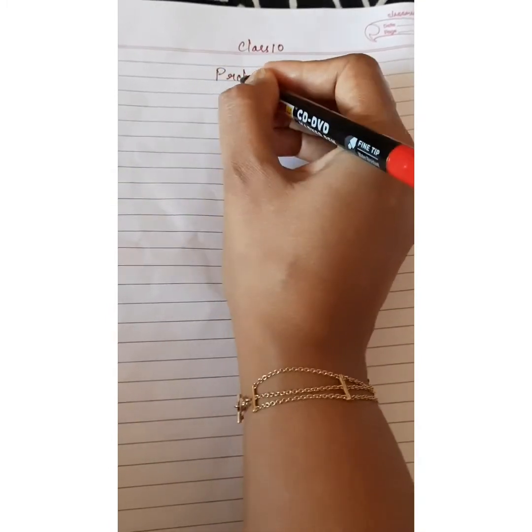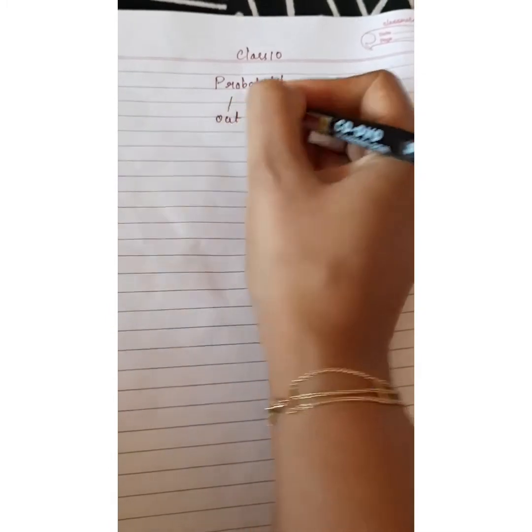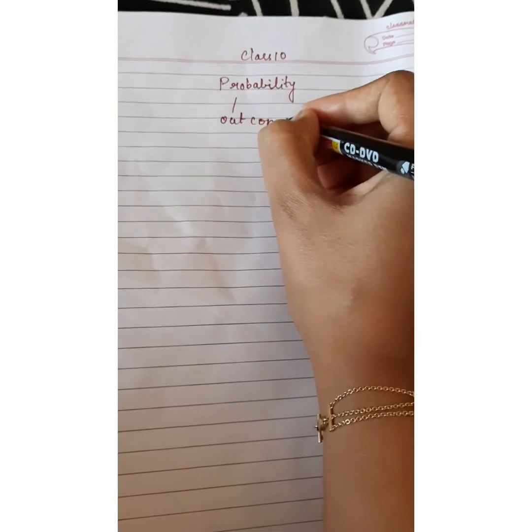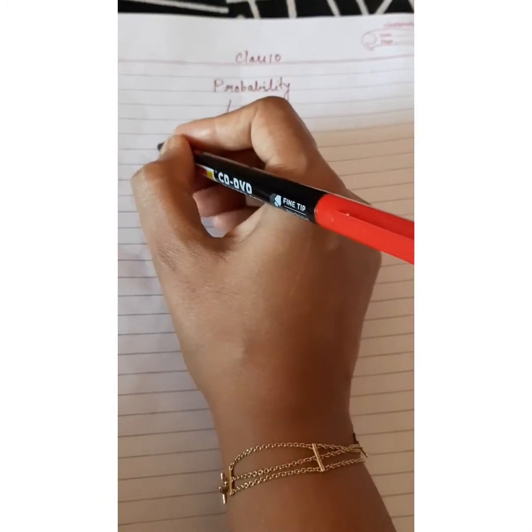So what is meant by probability? Probability means outcomes. What are the possible outcomes?